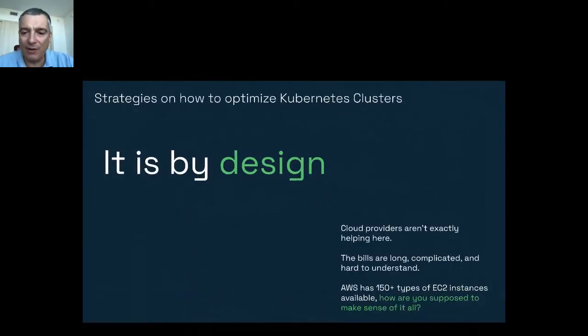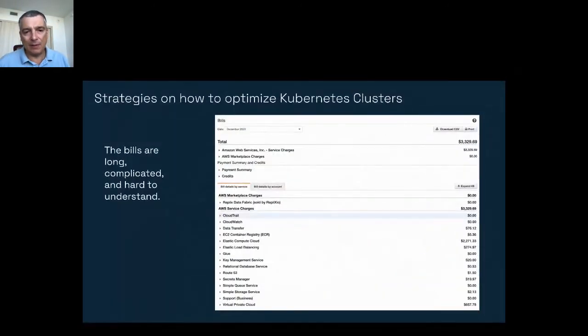The cloud providers are really not helping you there. The bills are long, they are complicated, they are very hard to understand. Not only this, if you think of AWS alone, they have like 150 types of EC2 instances available. So which one do you choose for your apps? This is an example of a bill, but believe me, in a previous company we were spending a few $1,000,000 a year on AWS. Our bill was 80K. But what do you do about it?